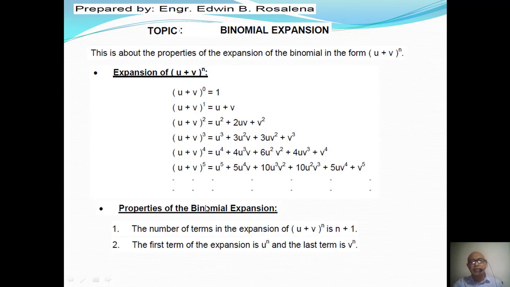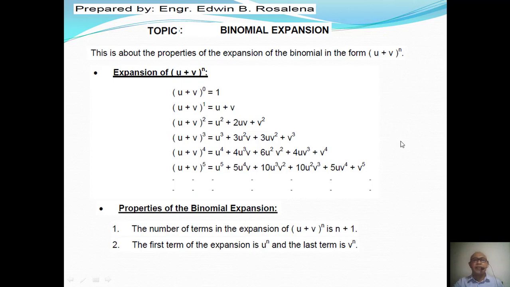Let us check here. So, we have u plus v to the power 5, for example. So, this is u to the power 5. Then, the last is v to the power 5. Okay? So, again, the expansion, u plus v to the power 5. The first term is u to the power 5, and the last term is v to the power 5. Or generally, if we have u plus v to the power n, the first term is u to the power n, and the last term is v to the power n.